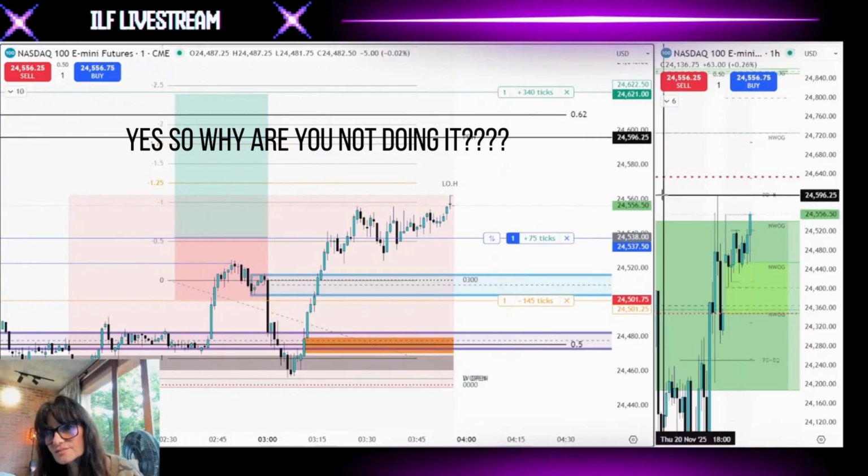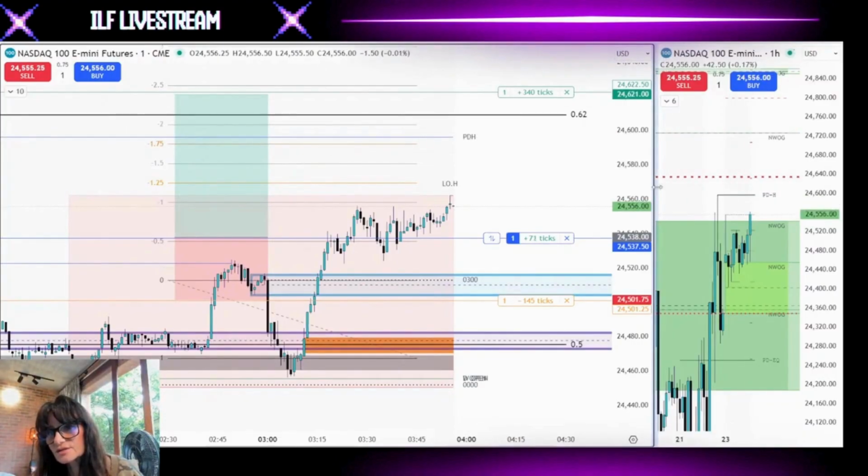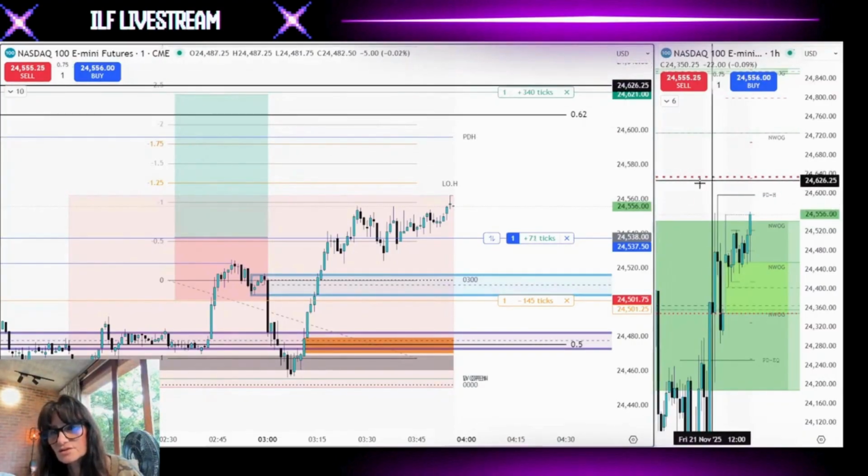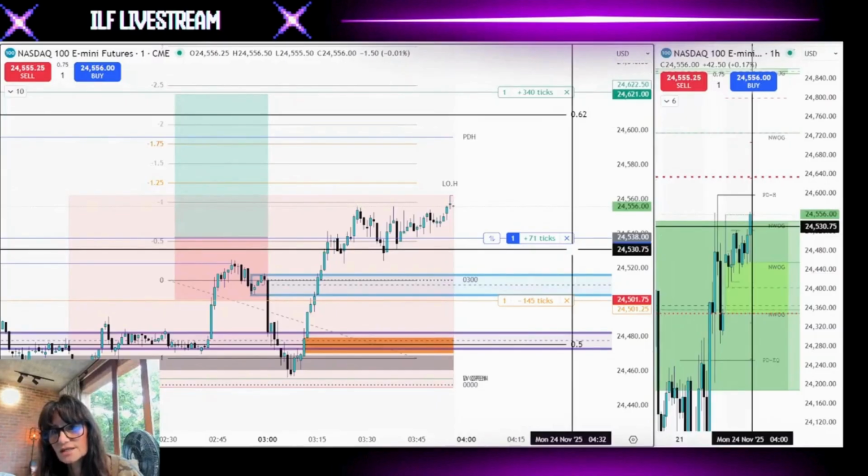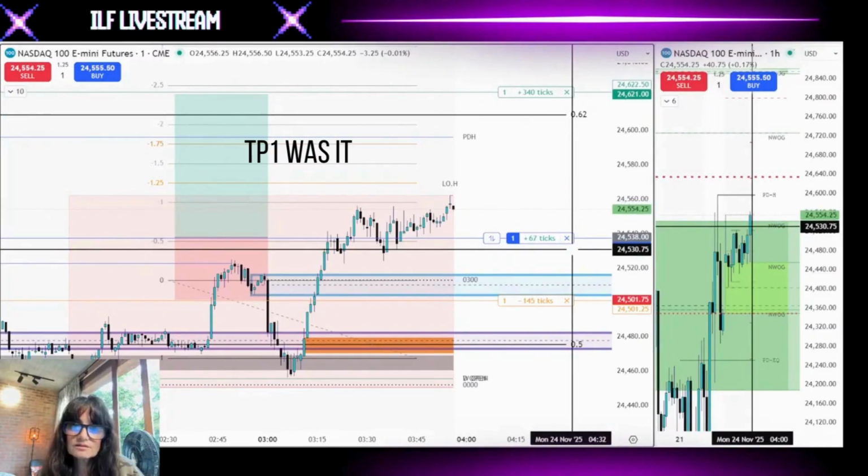I don't think it's going to do that in this macro. It's going to take previous day high and go to the end walk. So I think I should have adjusted. It's too high. Time is running out. Maybe TP1 was it.